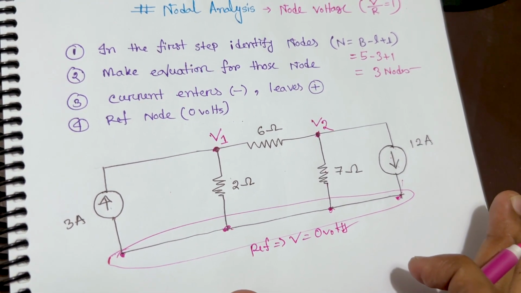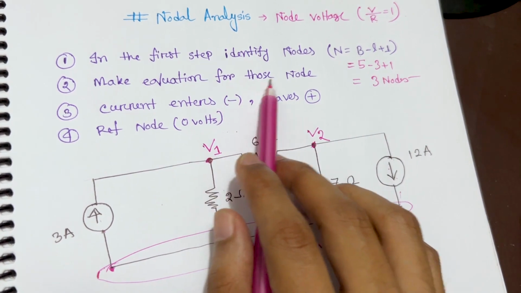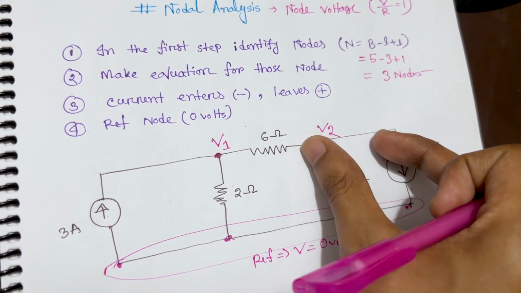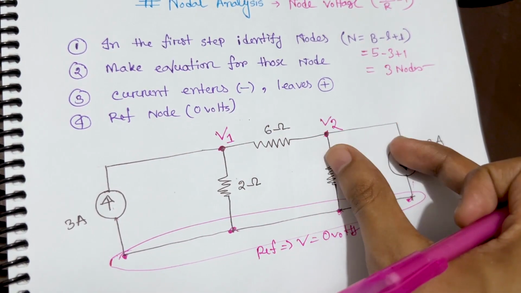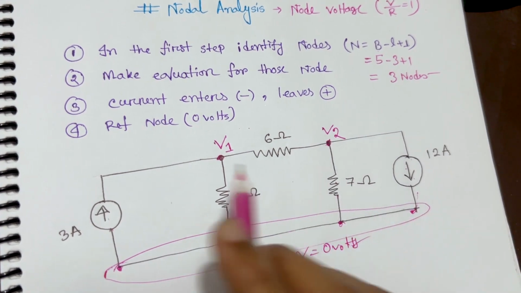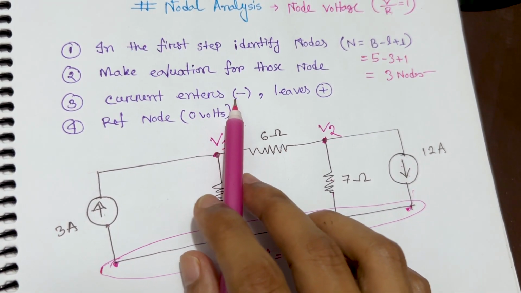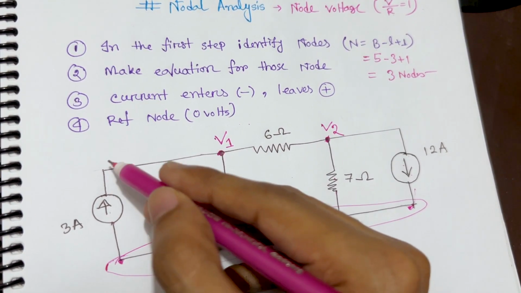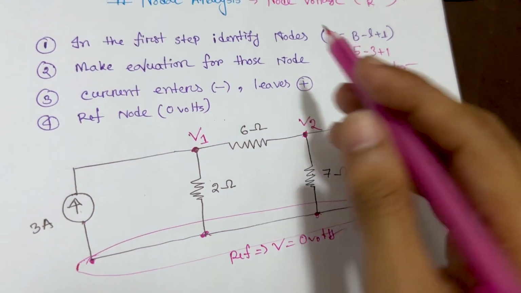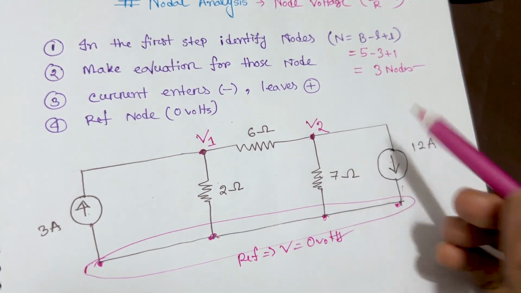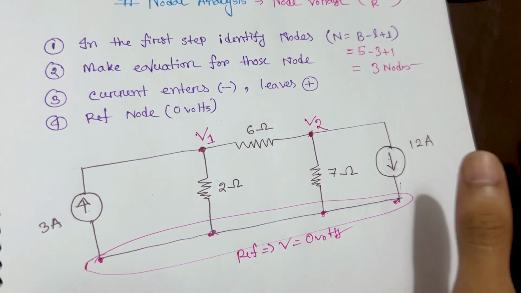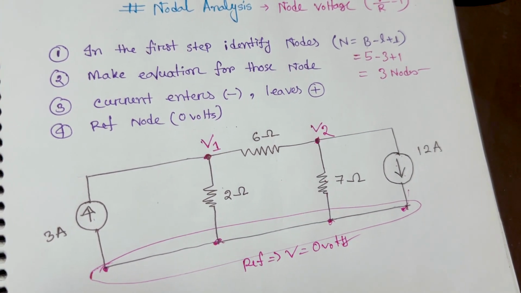This is a really elementary thing, and then we make equations for those nodes. Now we need to find the equation for V1 and the equation for V2, and if we solve those two equations, we can get the answer properly. One more thing is really important: if the current enters, suppose the current is entering this node V1, it should be negative. If the current is leaving, like this one leaving from this node, you can consider it positive. So we need to write the equation now.